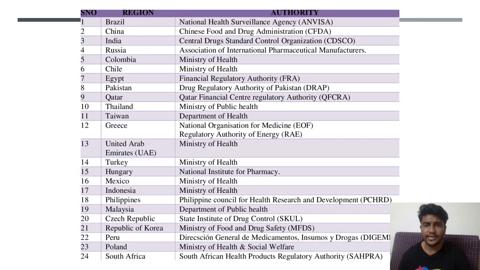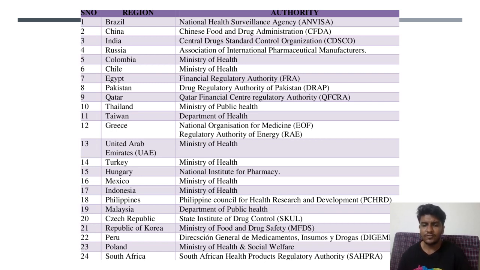So these are the different agencies or authorities that are currently available. ANVISA for Brazil, CFDA for China, CDSCO for India. Then an important one is the Ministry of Public Health, Thailand, and the Ministry of Health, UAE. Then you have Poland, Peru, Czech Republic, different websites, MHLW for Japan, the Ministry of Health, Labour and Welfare. So these are different regulatory agencies of different countries.